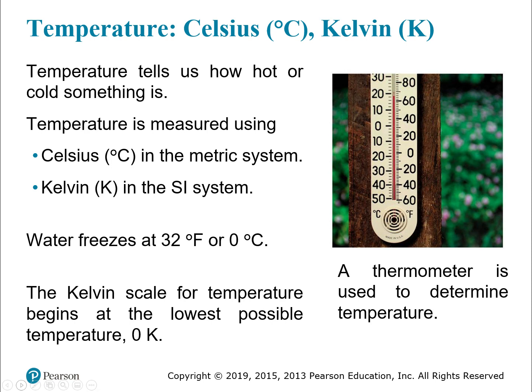Temperature, we've got degrees Celsius and Kelvin. Degrees Celsius is what we typically use in the metric system. Kelvin is for SI. That doesn't mean that we can't use the Kelvin scale. It's not really a scale, it's an absolute scale, okay? But oftentimes you'll see degrees Celsius. Okay.